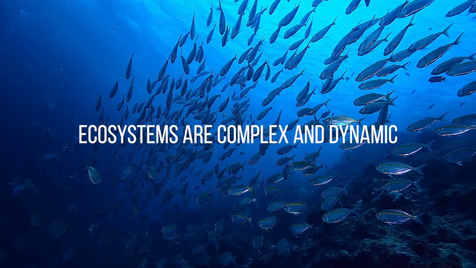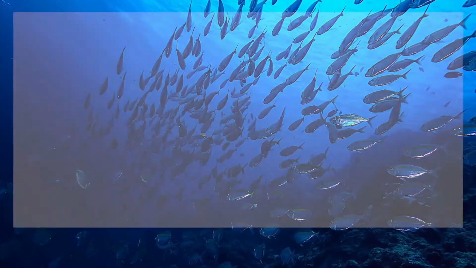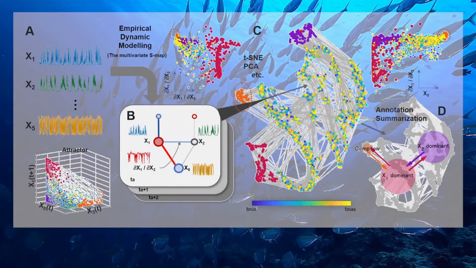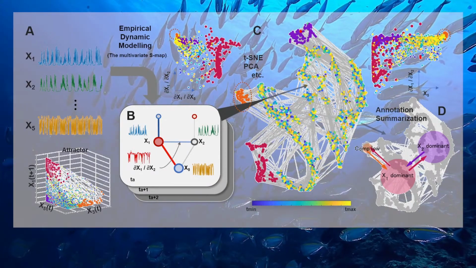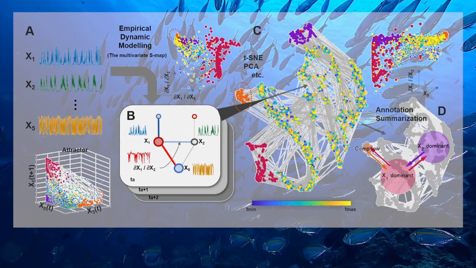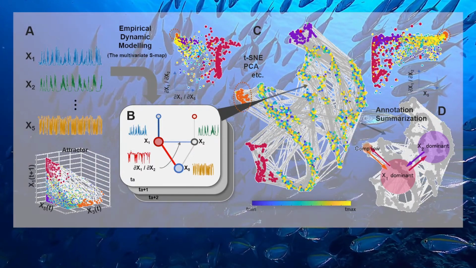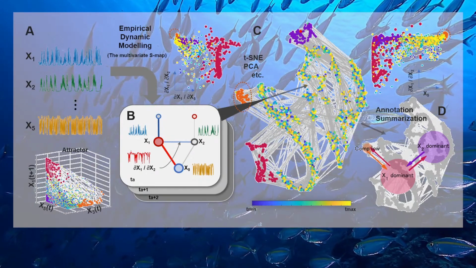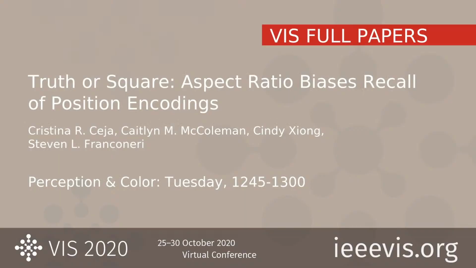Ecosystems are complex and dynamic. To investigate the dynamic nature of ecosystems, we have developed a prototype of a visual analytics system based on empirical dynamic modeling, EDM. EDM is a set of analytical methods rooted in nonlinear state space reconstruction. Integrating EDM with dimensionality reduction, brush-linked visualizations, and visual summarization supports understanding of ecosystem dynamics.